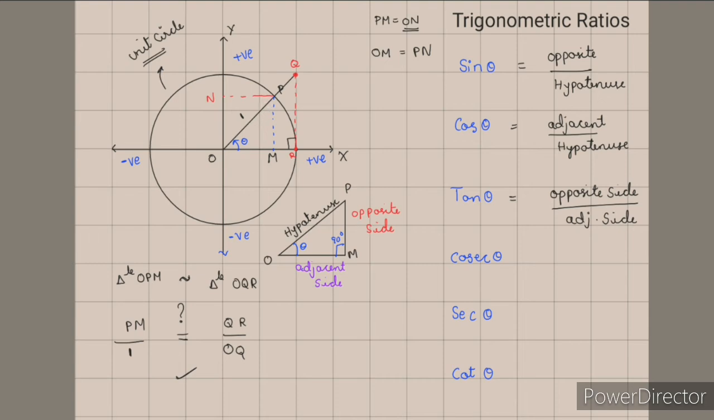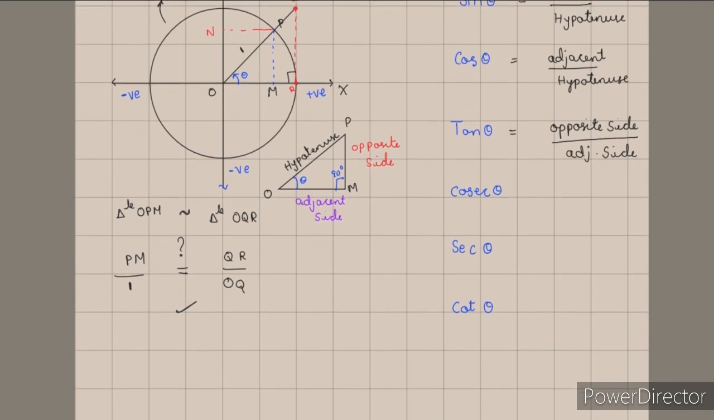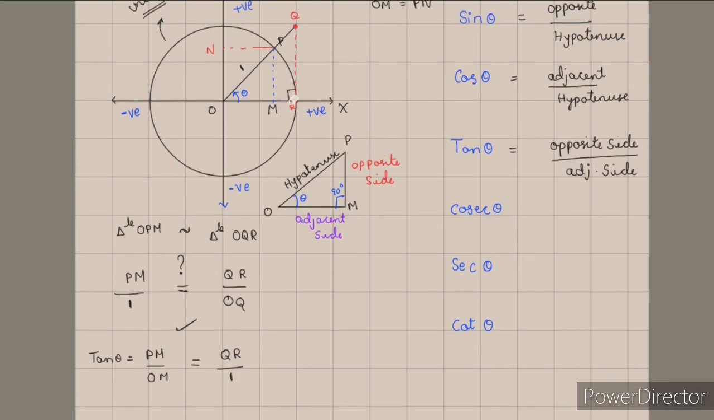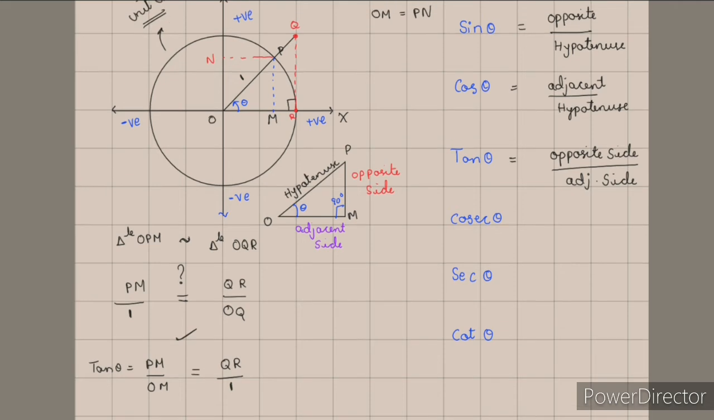Similarly, for tan theta, in triangle OPM, what is tan theta? PM by OM. What is it in triangle OQR? QR by OR. What is OR? OR is 1, because we have taken a unit circle. So if you observe the length of QR, we can get the tan theta value. It is easier to observe the length of QR rather than checking the ratio of PM and OM, because these two are equal, since these two triangles are similar triangles.